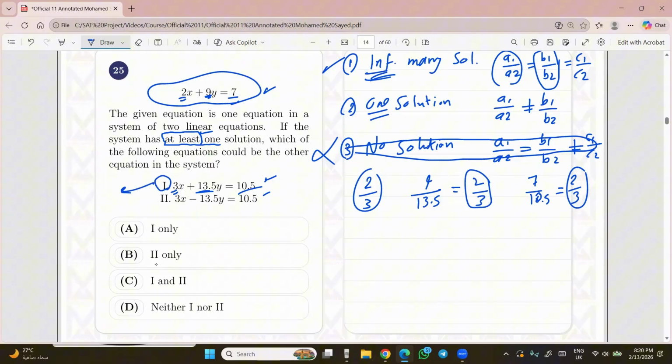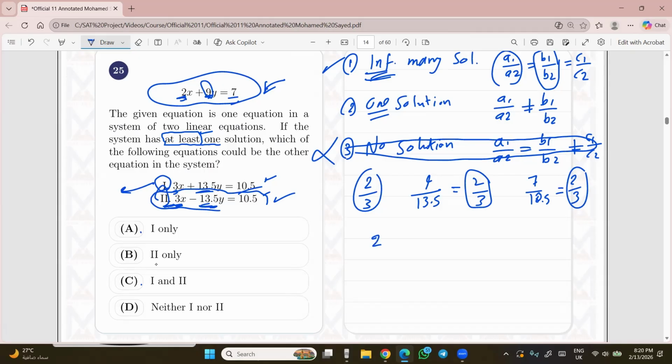So 1 is with us. So maybe the answer is A or C only. Let's check the first one with the second one here. We consider this as A1, this is A2, B1 and B2. And obviously they are not the same. Why? 2 over 3, this is the number from the question, 2 over 3 is okay. But what about 9 over negative 13.5? It is a negative number, so they are not the same.